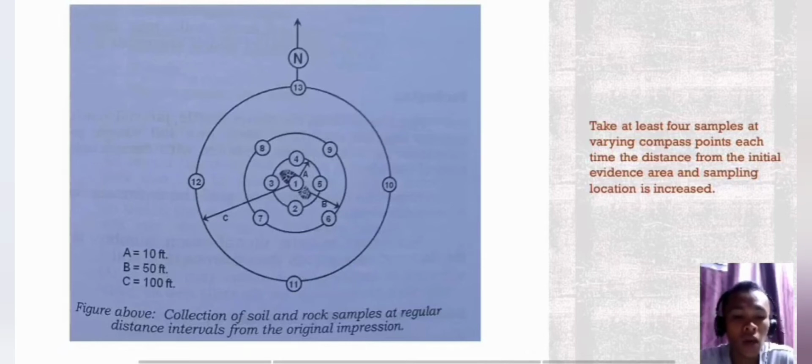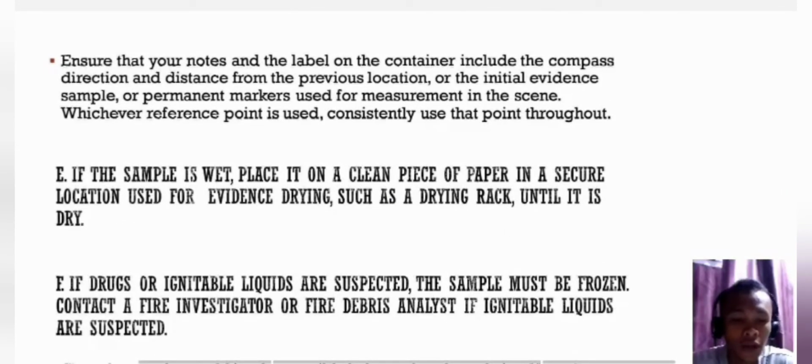As we see, collection of soil and rock samples at regular distance intervals from the original impression. We have 3. Letter A, 10 feet. Letter B, 50 feet. Letter C, 100 feet. Those are the additional sample distances from the original impression of evidence. Ensure that your notes and the label on the container include the compass direction and distance from the previous location, the initial evidence sample, or permanent markers used for measurement in the scene. Whenever a reference point is used, consistently use that point throughout.